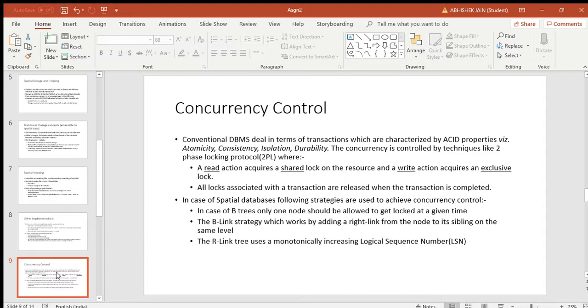The second property of this two-phase locking protocol is that all locks associated with the transaction are released when the transaction gets completed. In case of the spatial databases, the following strategies are used to achieve concurrency control. In case of B trees, only one node should be allowed to get locked at a given time. Second, the B-link strategy, which works by adding a link from the node to its sibling on the same level, searching on the levels of the split nodes. Third, the R-link tree uses a monotonically increasing logical sequence number to track the split nodes.